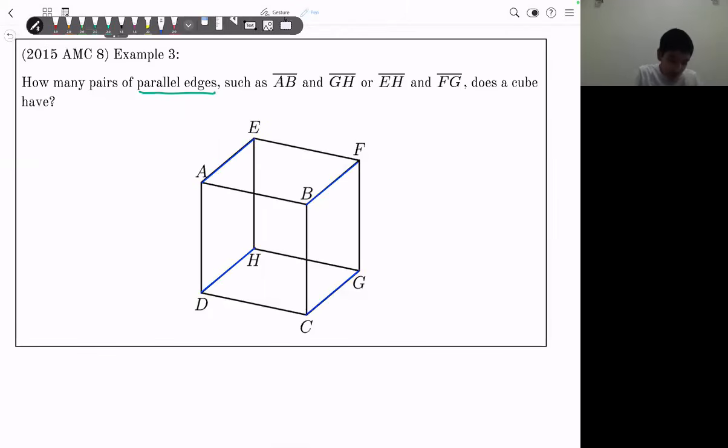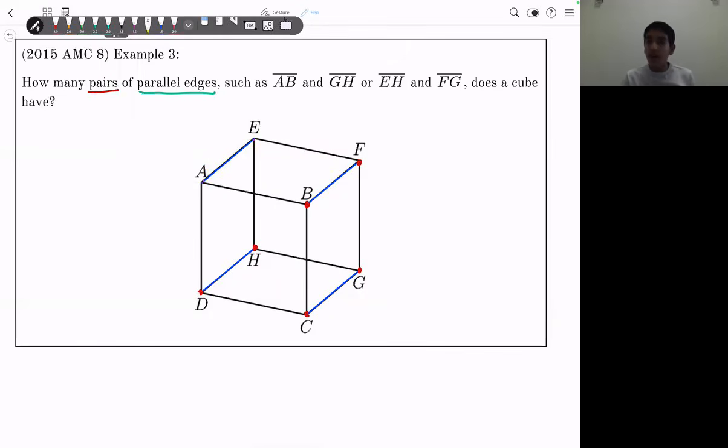So as you can see, these 4 edges that are marked in blue over here, they're all parallel, because this is parallel to this, AE is parallel to BF, and DH is parallel to CG right here. For example, DH is parallel to CG, and similarly CG is parallel to BF, and they're all parallel to each other. So it's asking for the number of pairs of parallel edges. So as you can see, these 4 edges right here. So again, there's 4 edges here, and you must find a pair of them to be parallel.